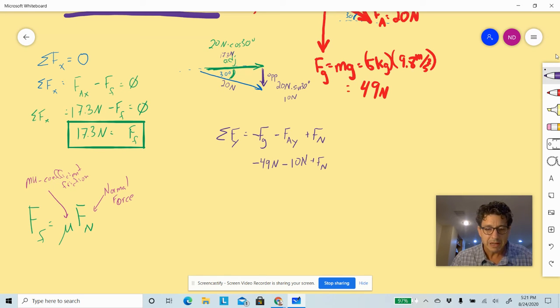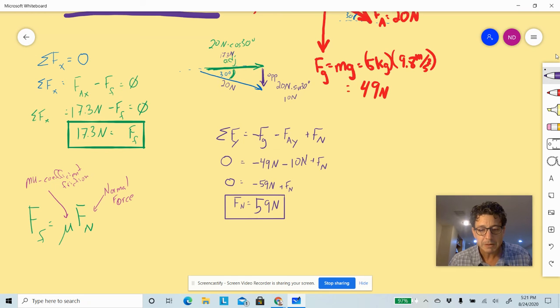And again, it's not moving up or down, so the sum of the forces is in equilibrium because it's at rest. The sum of the forces is 0. So 0 equals negative 59 newtons plus the normal force. Well, the normal force must be 59 newtons. Negative 59 plus what equals 0? The normal force equals 59 newtons.